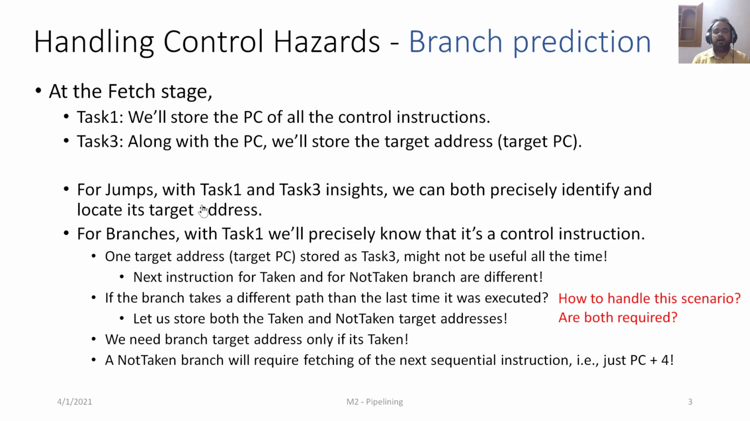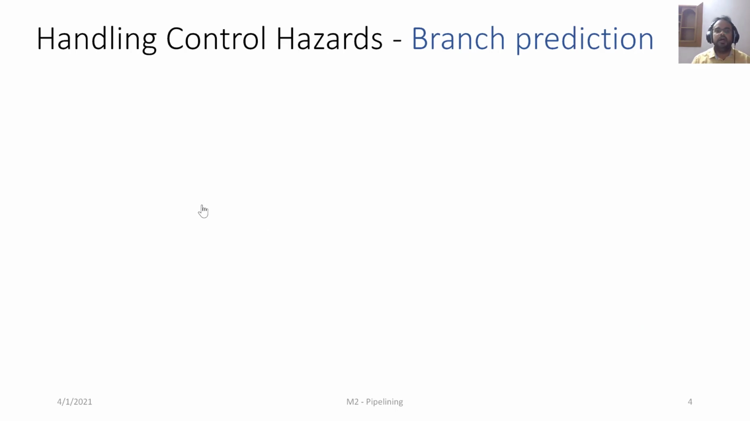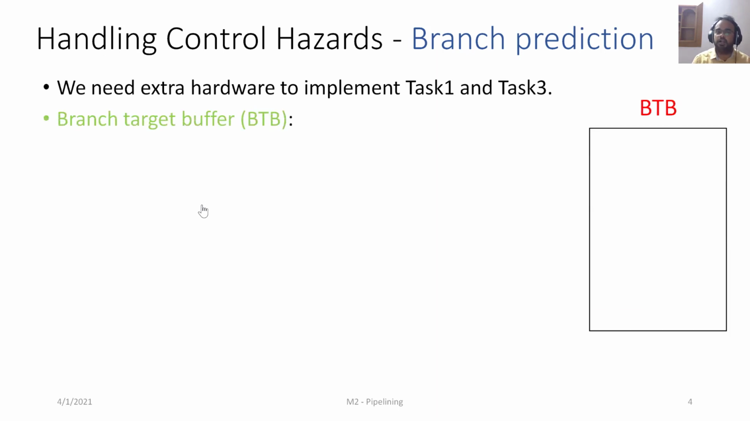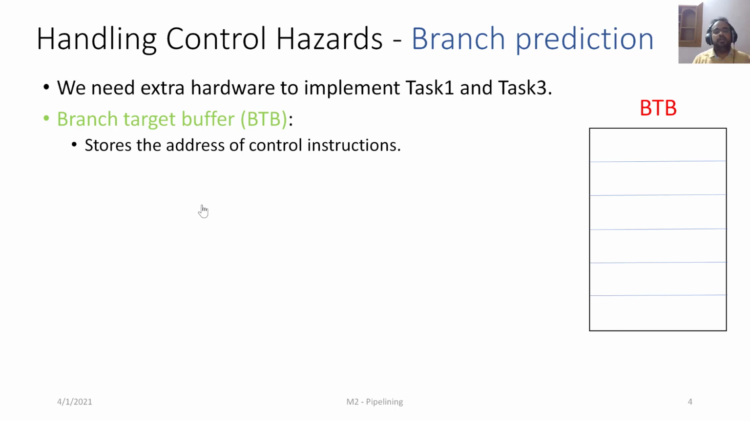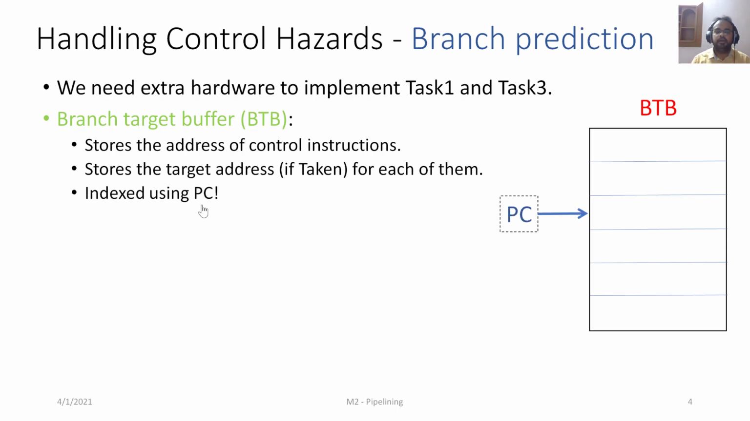Now, if we look at the hardware that we need to address tasks 1 and 3 of branch prediction, it would look something like this. It's called the branch target buffer. It will have multiple entries. Imagine that it's an array, right? Or just like registers, we have a set of entries in the branch target buffer. Each entry will store the PC of the control instructions and the target address if it was taken. And how do we index into this BTB? We use the PC itself.